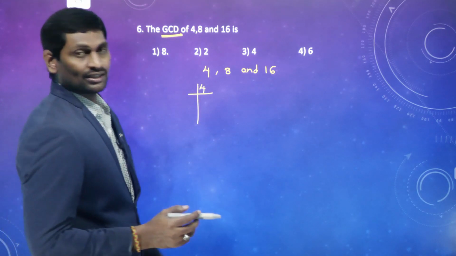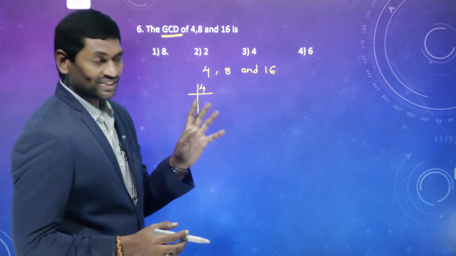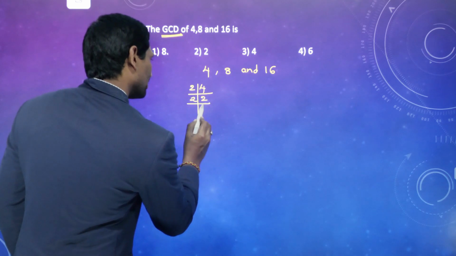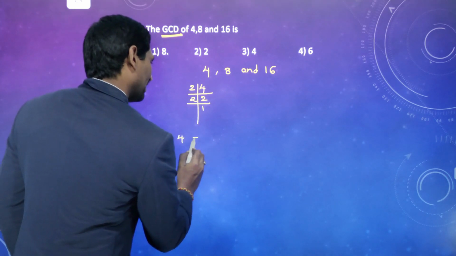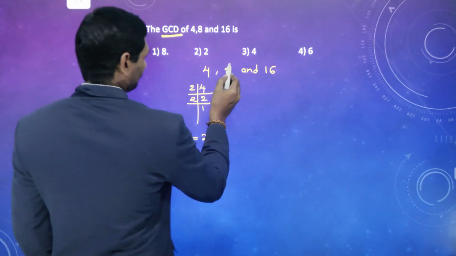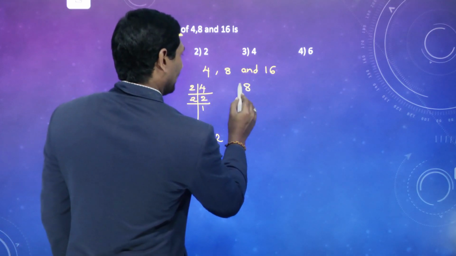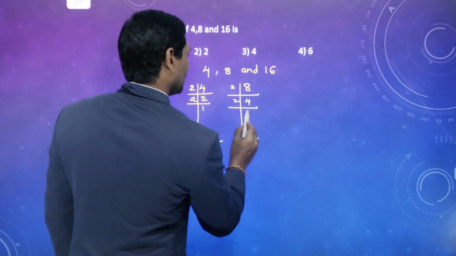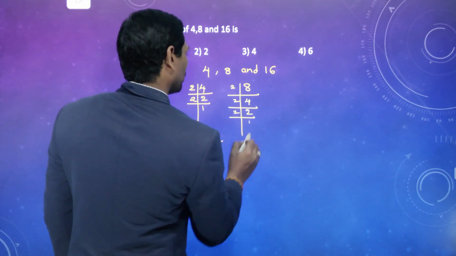So I am taking 4 and trying to find out its prime factors. 2 table 4, 2 2s are 4, 2 1s are 2. So 4 I can write as 2 into 2. Next 8. 2 table, 2 4s are 8, 2 2s are 4 and 2 1s are 2.